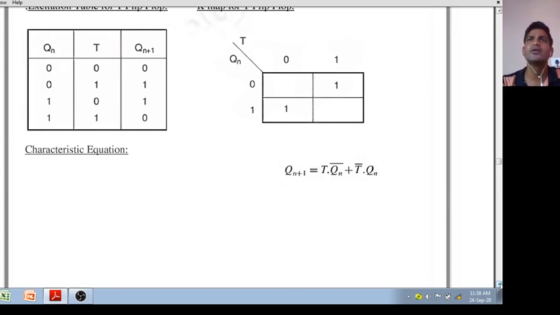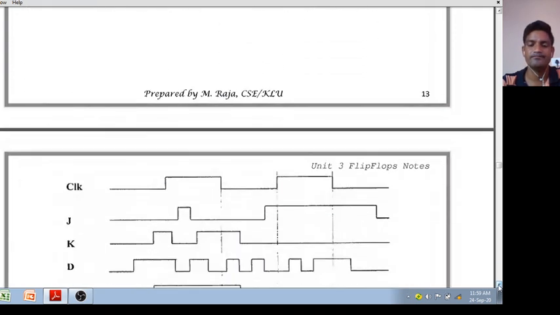Okay. So again I am repeating, what is the characteristics equation of SR flip flop? That is Qn plus 1 equal to S plus R bar Qn. What is the characteristics equation of D flip flop? Qn plus 1 equal to D. And what is the characteristics equation of JK flip flop? J Qn bar plus K bar Qn. What is the characteristics equation of T flip flop? T XOR Qn. You have to remember XOR operation in T flip flop.